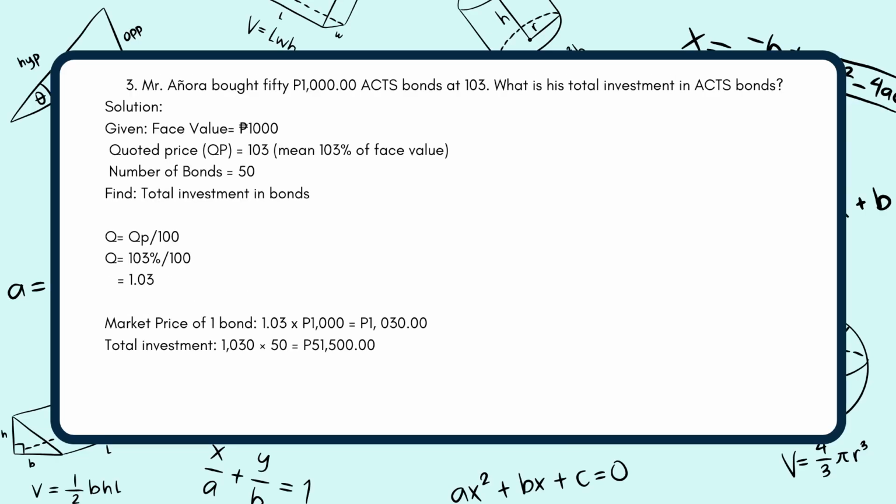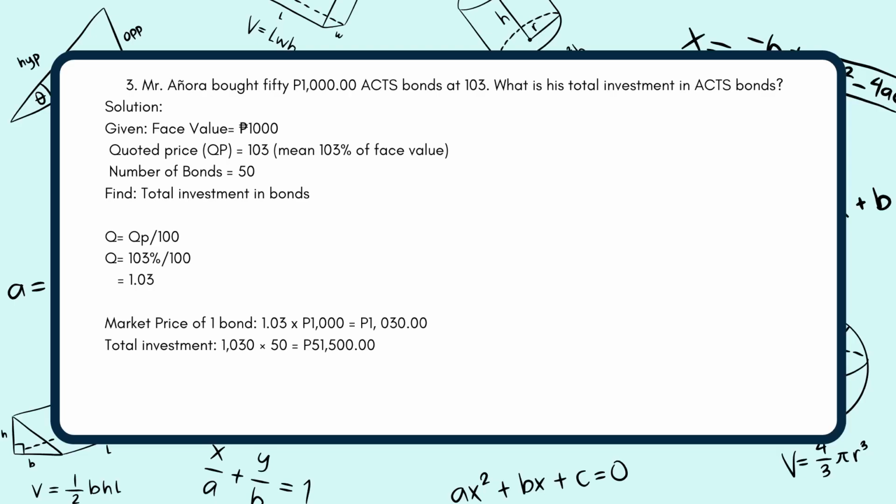Number 3. Mr. Anyora bought 50 AX bonds at 103. What is his total investment in AX bonds? Given face value is equal to 1,000. Quoted price or QP is equal to 103, meaning 103% of the face value. Number of bonds is equal to 50. We need to find the total investment in bonds.